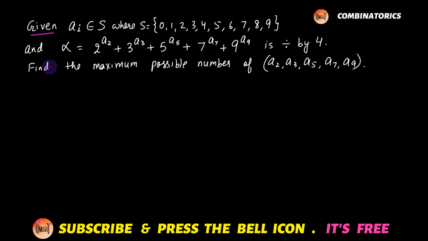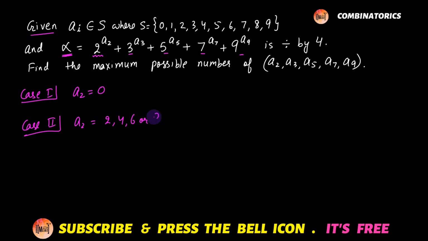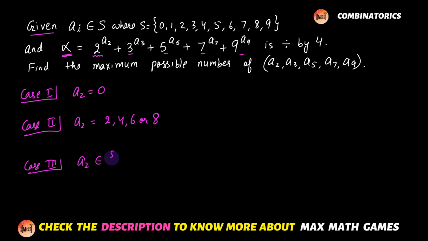So first of all, we observe that alpha has all odd terms except for one, and that is 2 raised to the power A2. Now we will consider three cases. Case number 1, when A2 is equal to 0. Case number 2, when A2 is even, that is A2 is either 2, 4, 6 or 8. And then case number 3, when A2 is odd, that is A2 belongs to 1, 3, 5, 7 or 9.